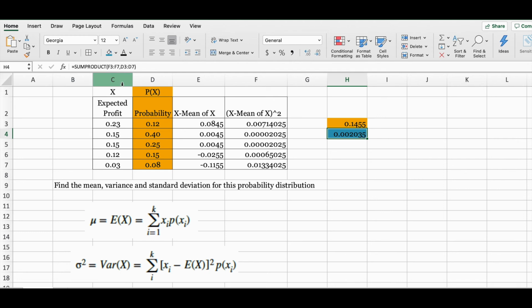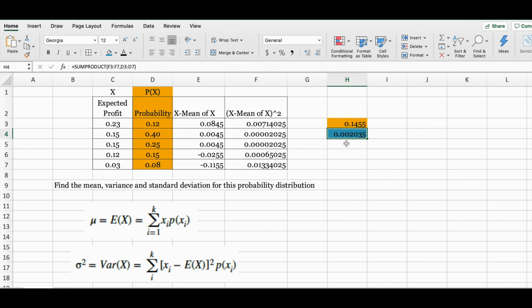Let's take a look at how we used the SUMPRODUCT function for variance. In the formula bar, you can see that we used cell range F3 to F7, which is this section right here. This column of data is x minus your mean of x, raised to the power of 2, for each value of x. For this entire range, we multiply each value by its probability, and we add it up. The SUMPRODUCT function again has made it much simpler for us to do it at once instead of doing it one at a time.